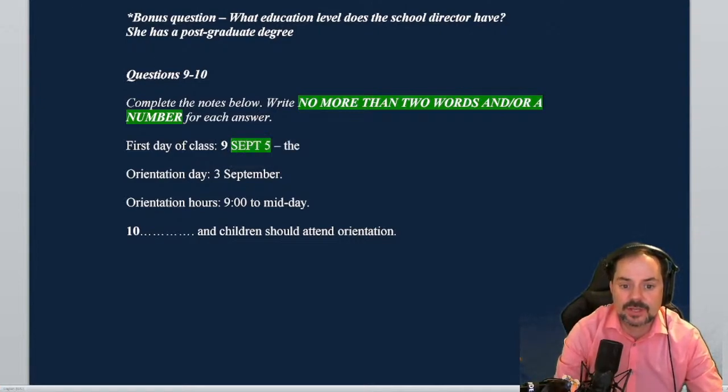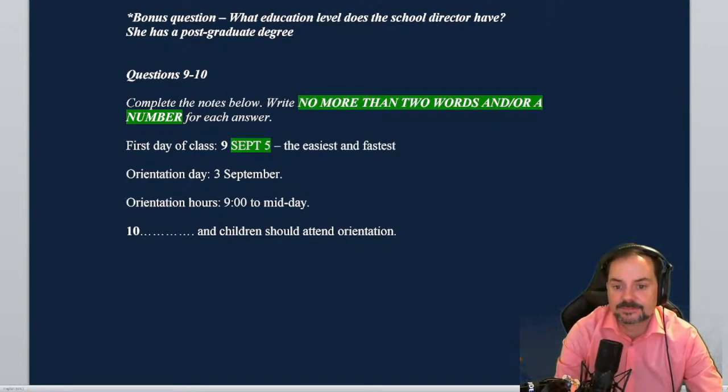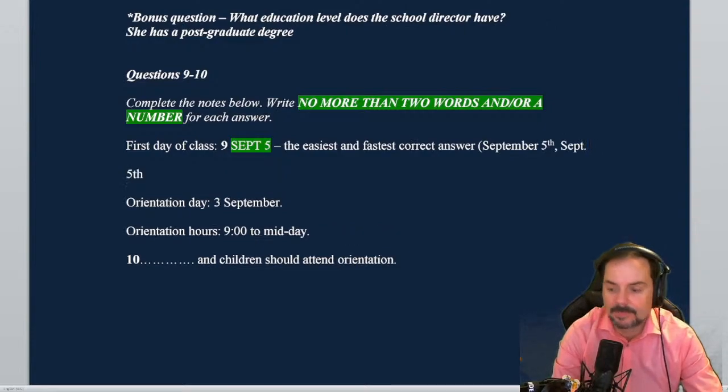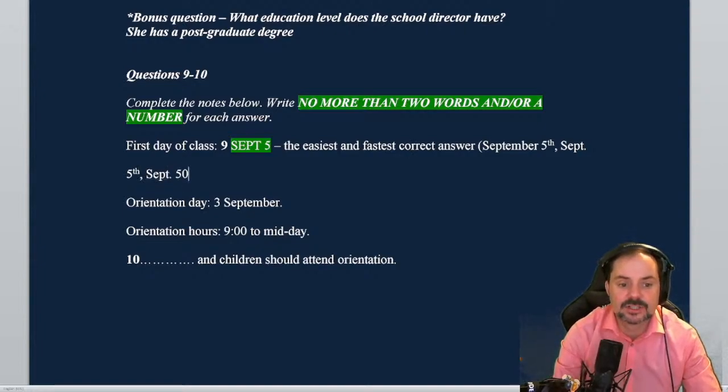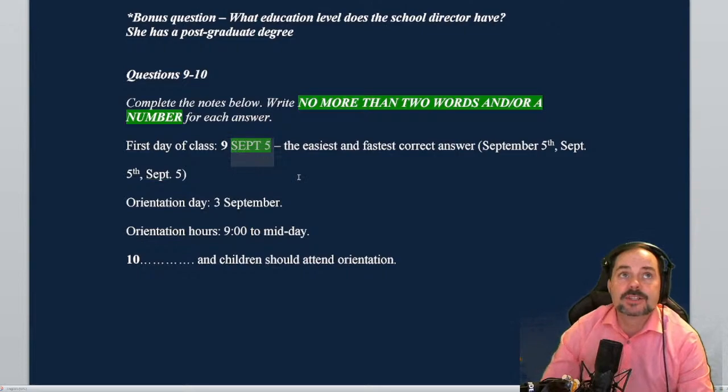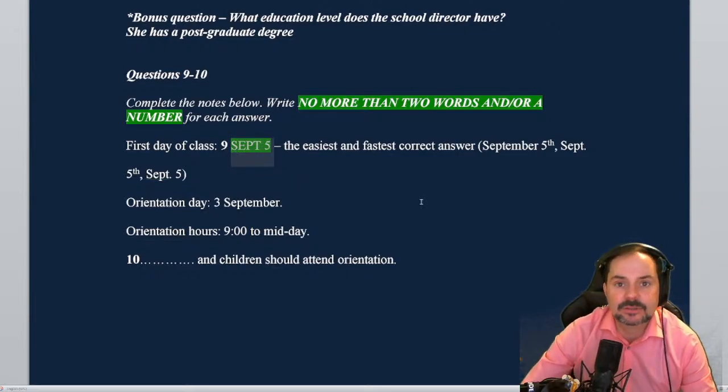So the easiest and fastest correct answer. They'll take other answers. So they'll take answers like September 5th, or they'll take Sept 5th, or they'll take Sept 5. So they'll take all of those answers, but the one where you're definitely going to get it correct and it's going to be quick is just like that, Sept 5. Yeah, Justin Kaur, abbreviations are absolutely allowed.